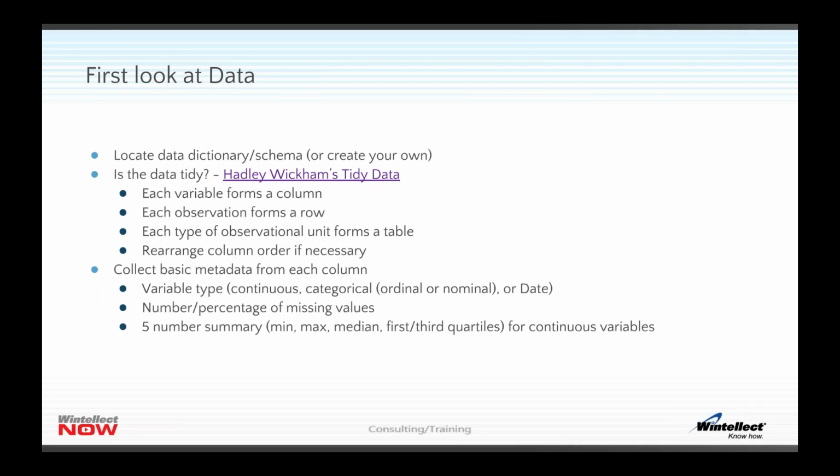There's the 5-number summary, which was proposed by a statistician named John Tukey. It's very simple: min, max, median, and first and third quartiles for continuous variables. For categorical variables, you wouldn't be able to do this, but you can get other statistics such as the most frequent value or the number of unique values.